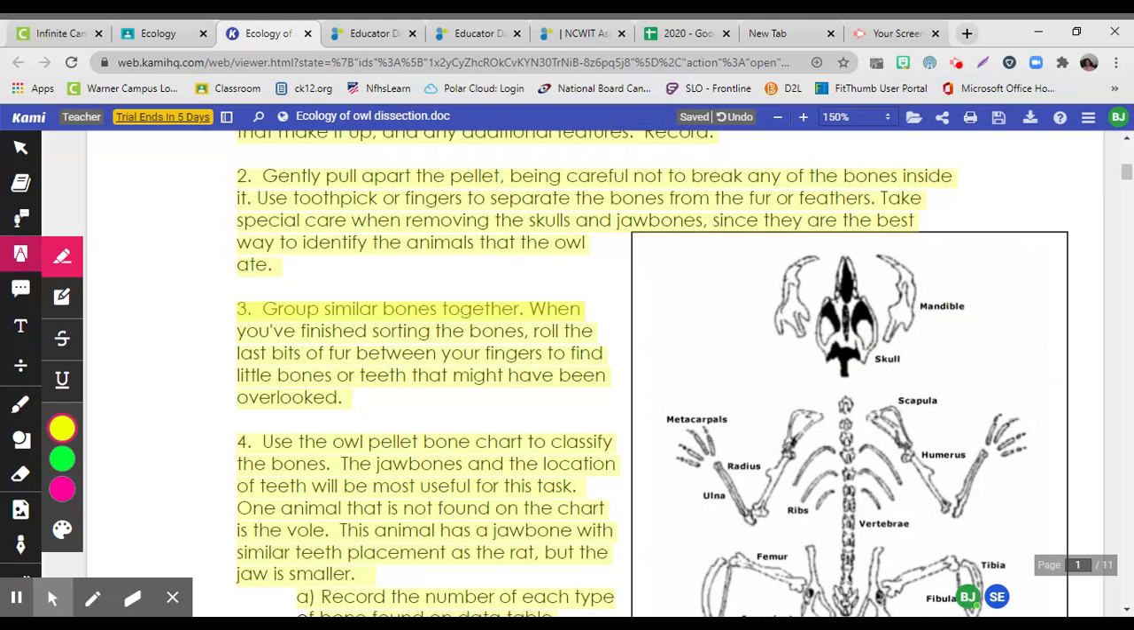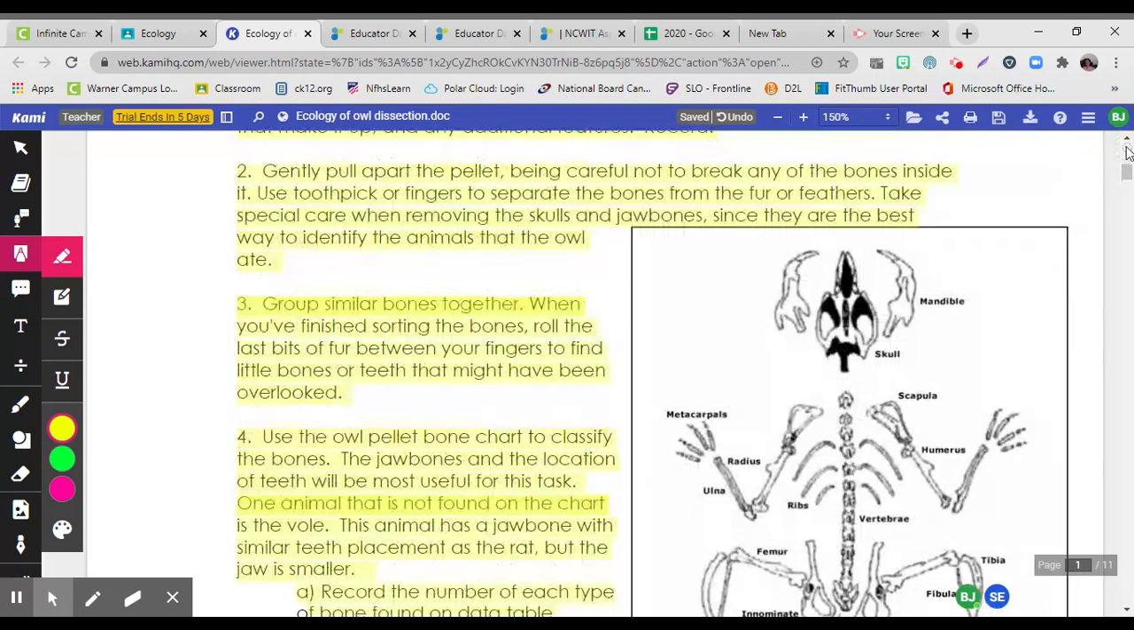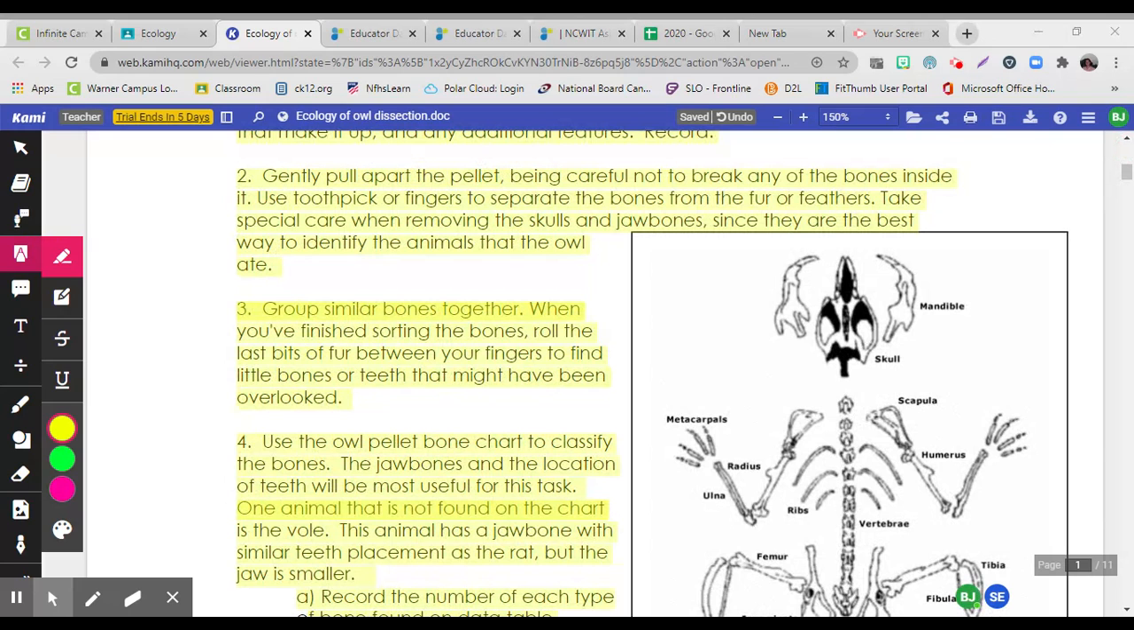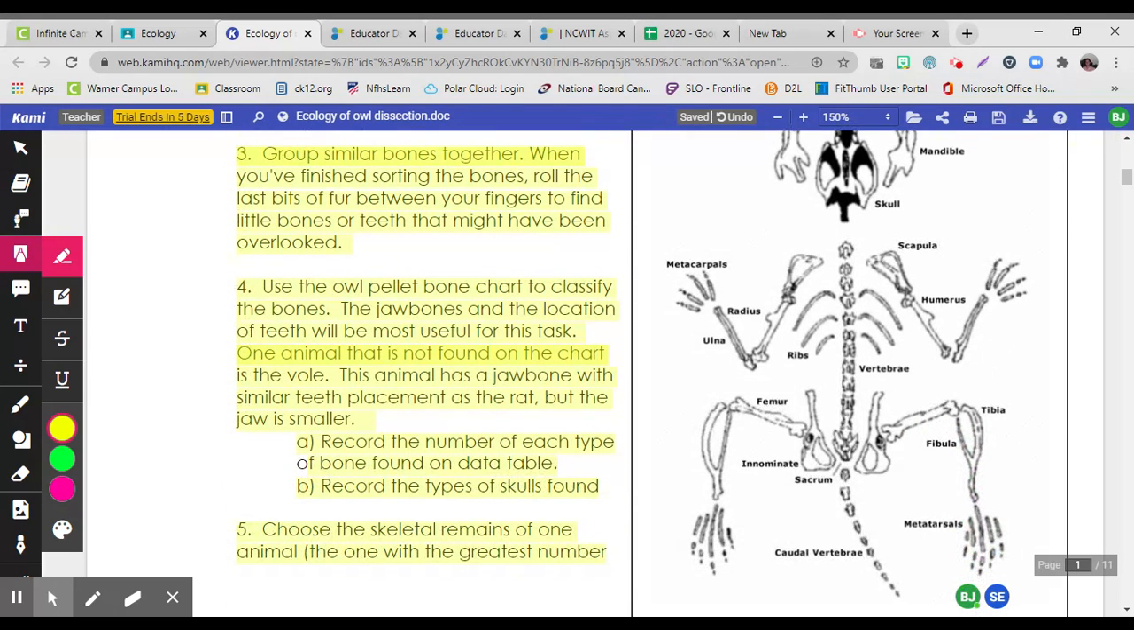Mandible, skull, scapula, humerus, vertebrae, ribs, radius, metacarpals, ulna, femur, tibia, fibula, sacrum, caudal vertebrae, metatarsals, and innominate or pelvic bone.